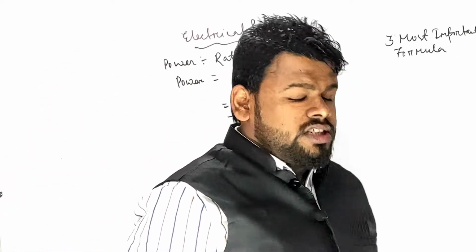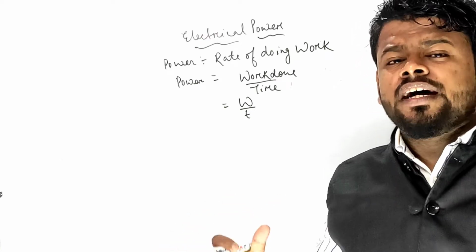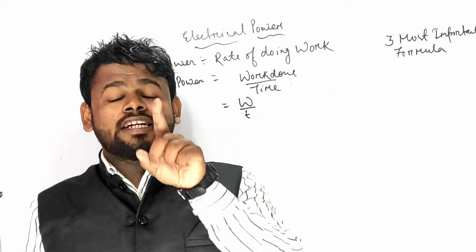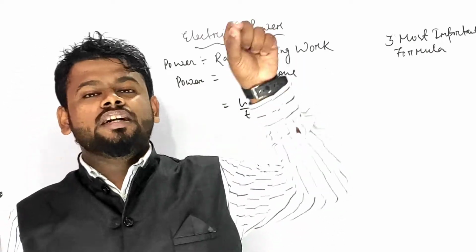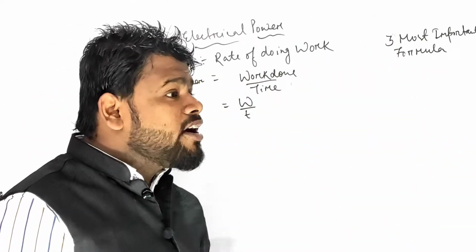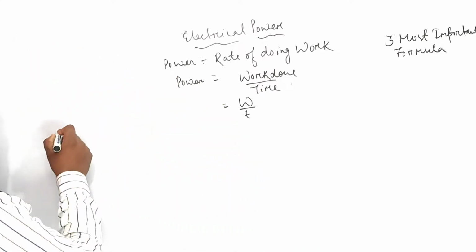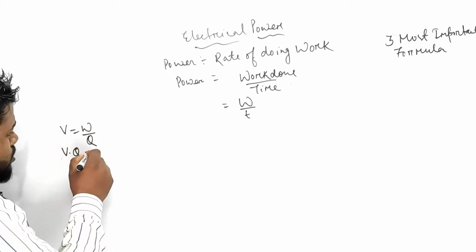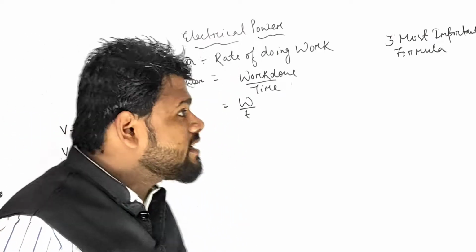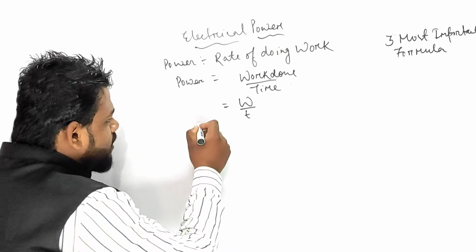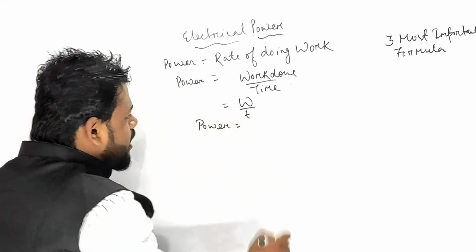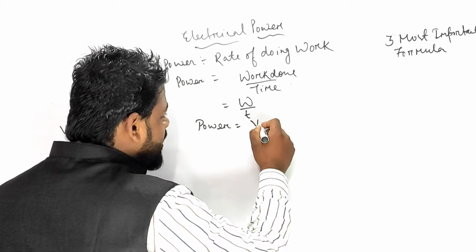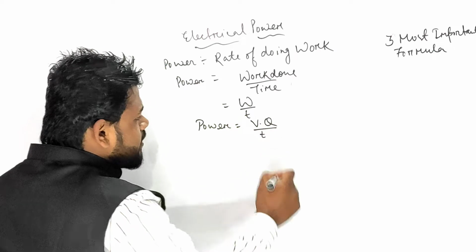Now I am asking you, my dear children, where have you heard the word work done in a particular chapter from me? Lecture number 2, electric potential and potential difference, right? That is work done. And you might also know very well that V equals W by Q. That means V times Q equals W. Am I right? Yes. So now I can even say power equals, what, my dear children? I can write VQ in place of W. Yes, I can write V times Q upon T.